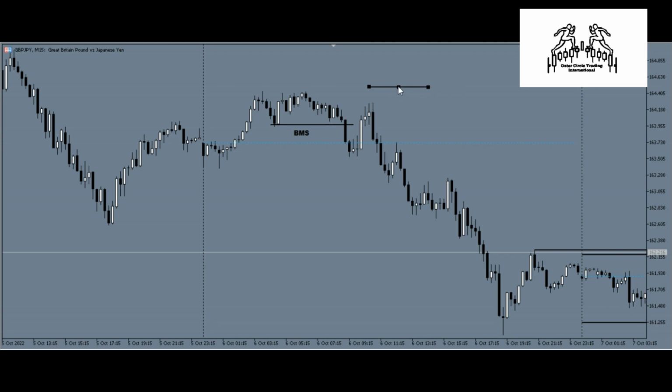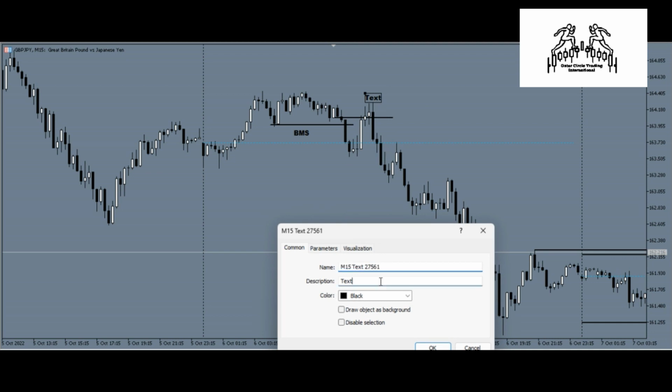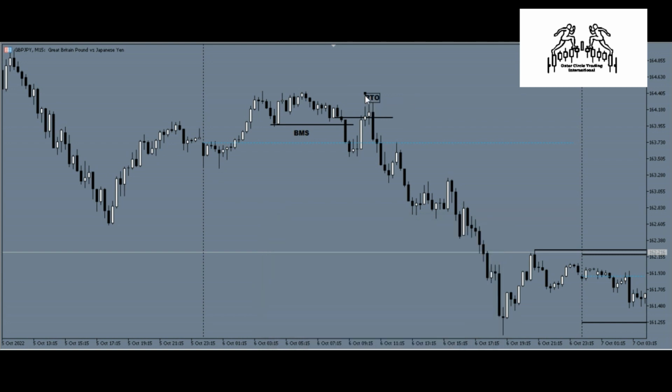Now you want to mark where you are going to take a trade. This is an order block right here. You see, this is an order block. So this is a return to order block, and I will mark the return to order block.